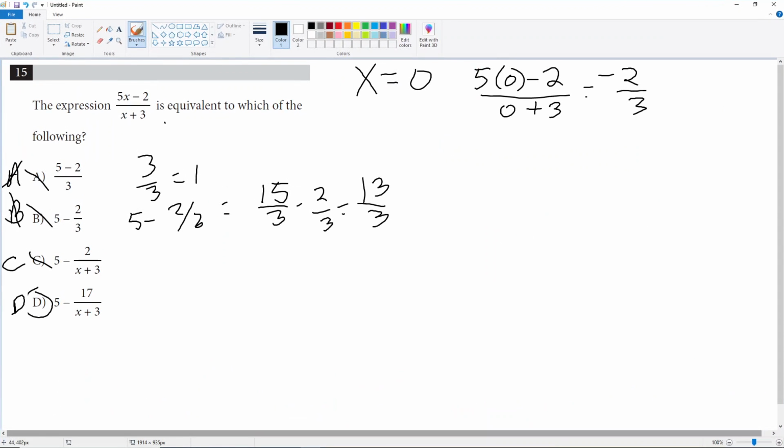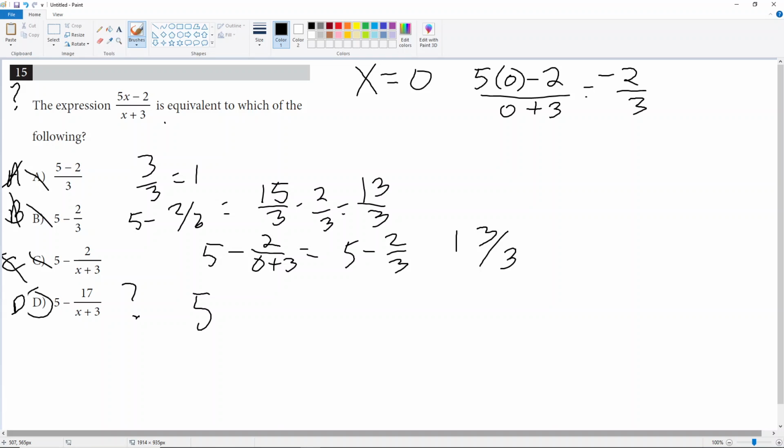Hold on. I just minimized my screen again. This is 5 minus 2 over 0 plus 3. That's 5 minus 2/3. Well, that's the same as B. It's going to be 13/3 again, which is wrong. Now, again, I know C is the answer, or at least I'm pretty sure if my work was accurate. So I could put a question mark there and a question mark next to the question number, pick D, and then if I have time, go back and check it. However, we're working on it, so we're going to make time right now.